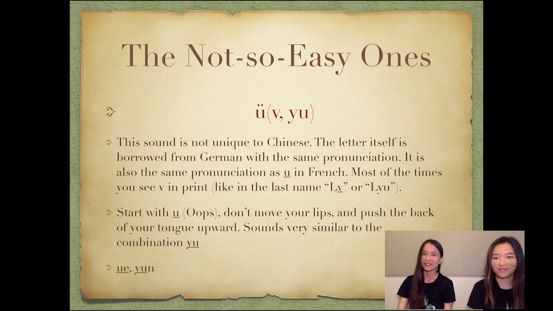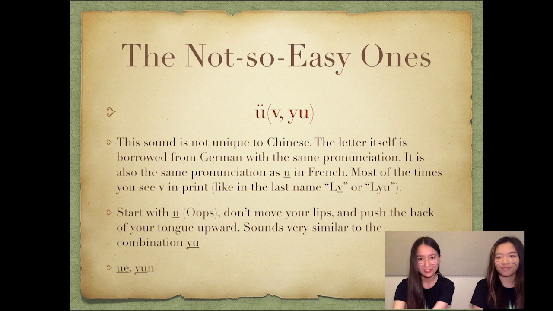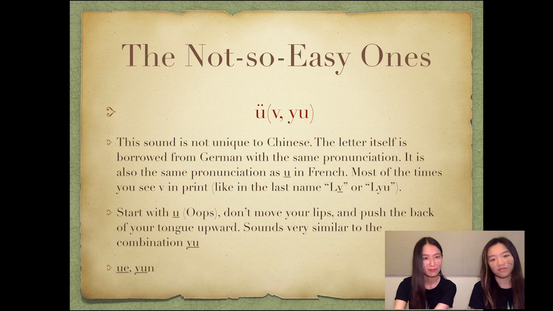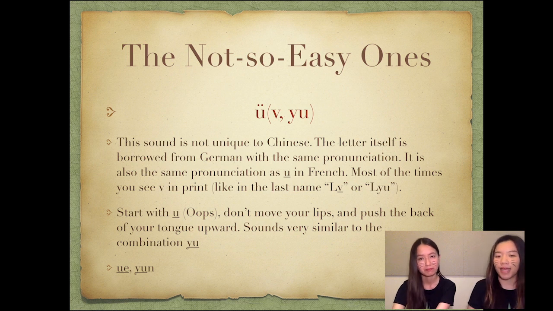And here comes a not so easy one. This pronunciation doesn't exist in English, but the letter itself is borrowed from German, with the same pronunciation in German. And it's also the same pronunciation as the letter U in French. Most of the times you see the letter V in print, it's the same sound as this German U, but because we don't have the sound V in Chinese, we just use that instead. So when you see last names LV, or sometimes spelled like LYU, it's Lü. Whenever you see V in Chinese, it's actually a Ü.